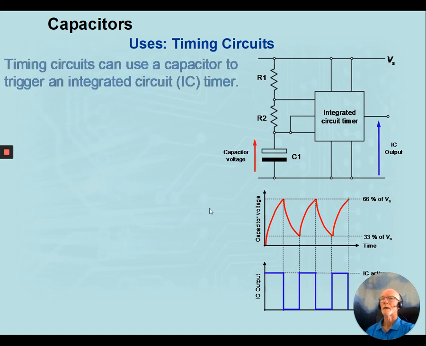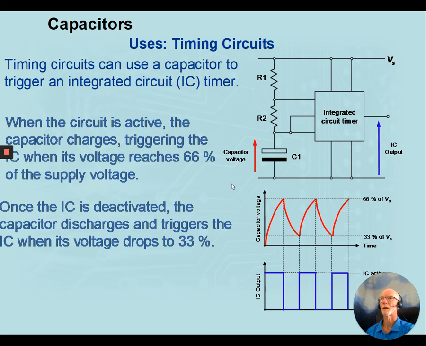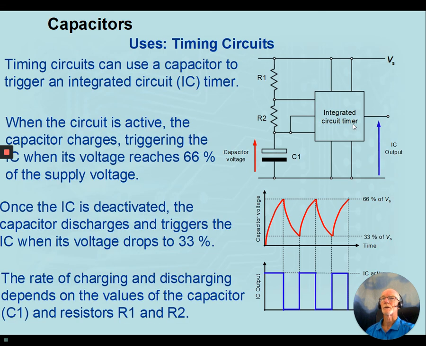Where a capacitor is used practically, they're used in timing circuits, especially in electronics. So we have a little integrated circuit here, an IC, which can be switched on and off, and it's going to give us an output, a square wave, depending on whether it's turned on or turned off. And we can control the output by having a capacitor and some resistors.